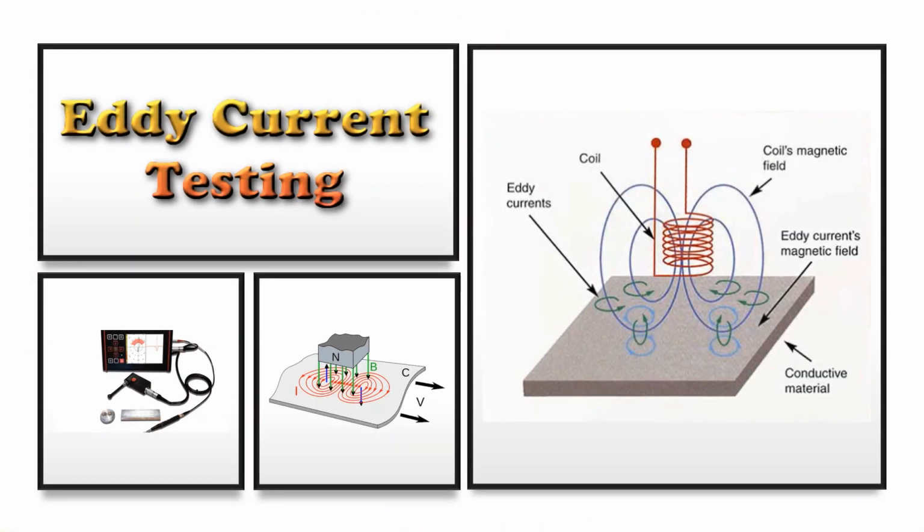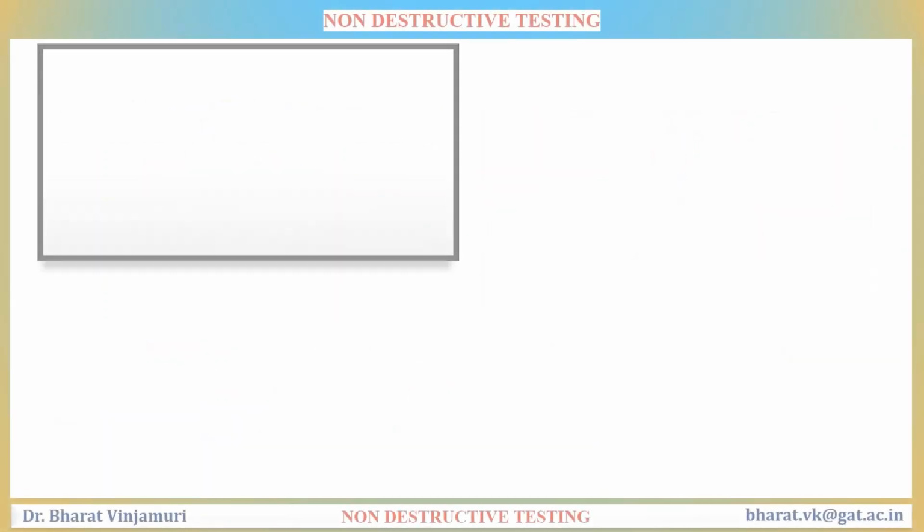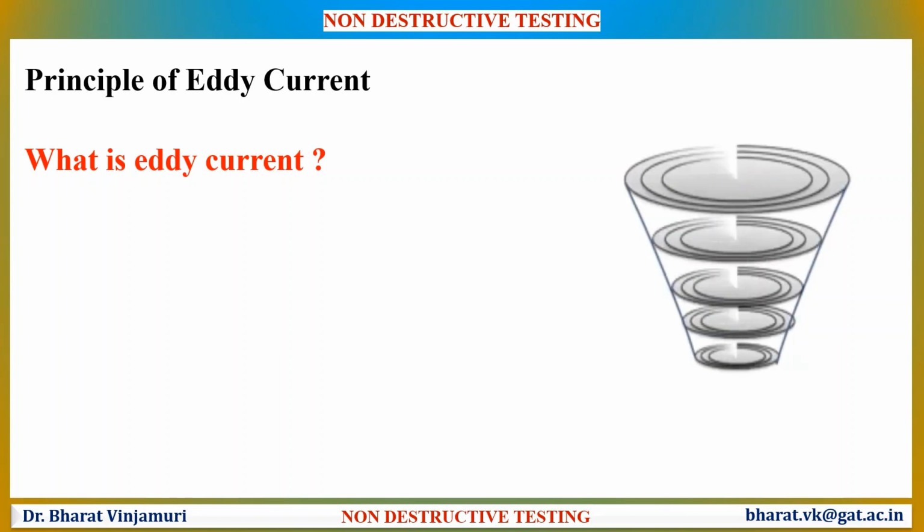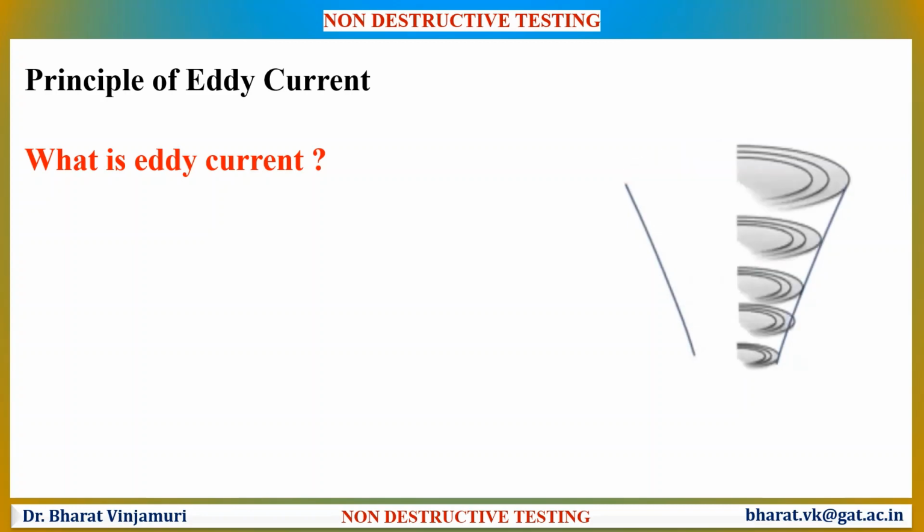Eddy current inspection is one of the largely used non-destructive testing processes and has many applications. Let us now study the basic principle and working of eddy current testing. Eddy current is one of the many electromagnetic testing methods used in NDT that makes use of electromagnetic induction to detect and characterize surface as well as subsurface flaws, especially in conductive materials.